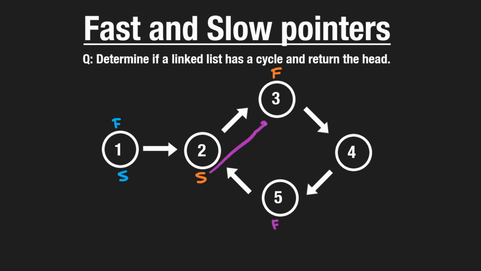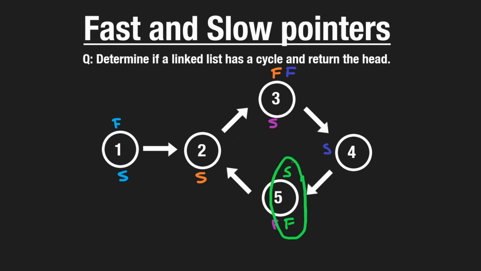Slow pointer is going to be shifted by 1 until it's over here. Fast pointer is again shifted twice. It's over here now. Slow pointer is shifted by 1. It's over here. Now lastly, fast pointer is shifted twice until it's over here. Slow pointer is shifted by 1 until it's over here. So basically we do the same thing that we did earlier until the 2 pointers intersect.